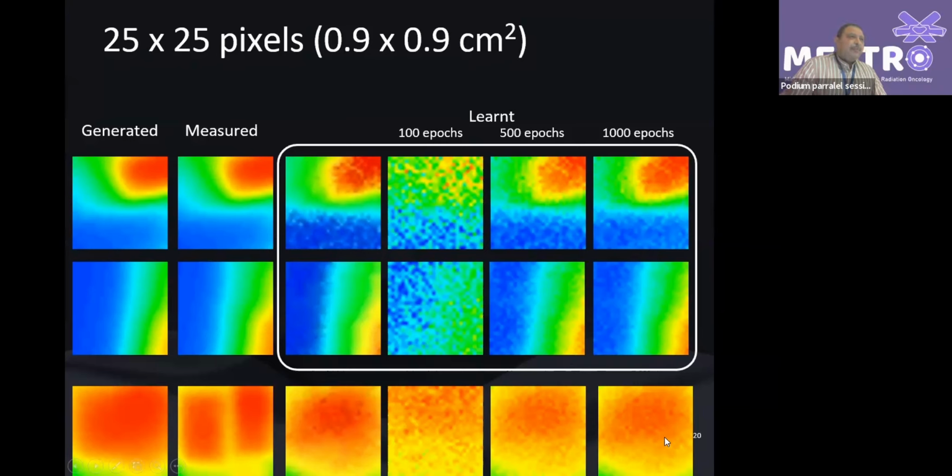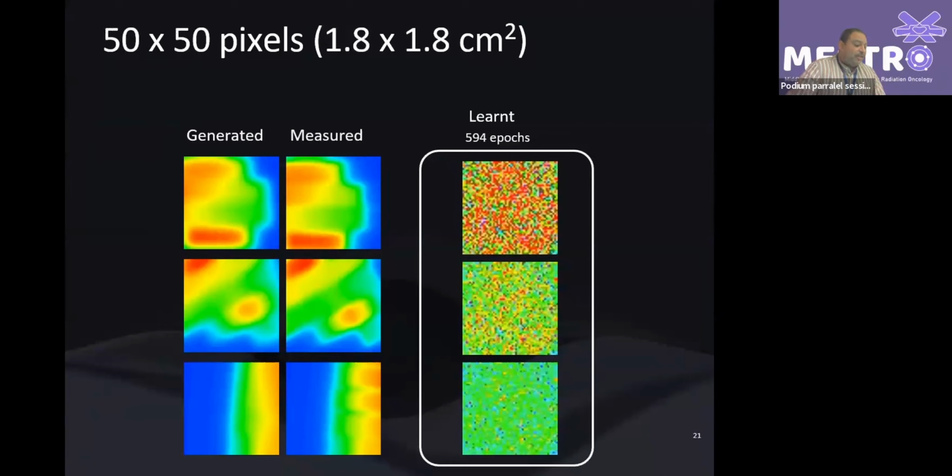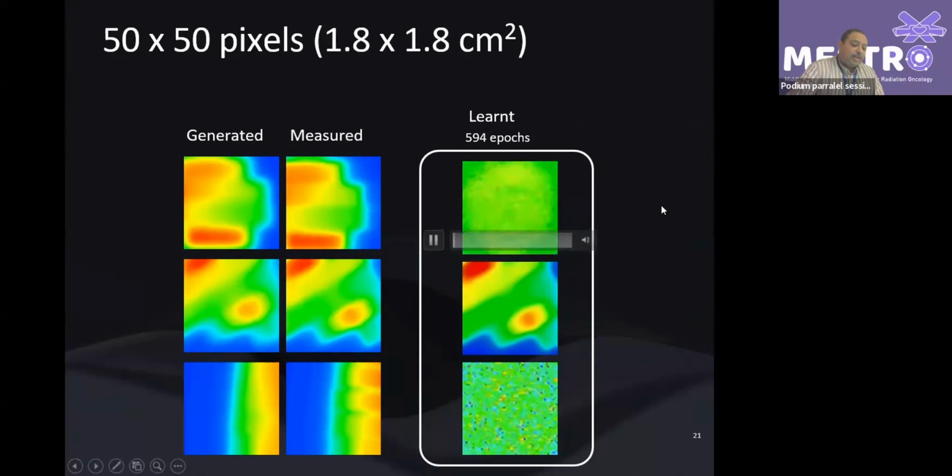Here is an example where our pigeon did not really do well. We could not see, for example, this gap between the leaves there. How about, this is exciting, 25 by 25, let's increase. So this is 50 pixels. Let's look at the predicted image for 50 by 50. And this is the learned image after approximately 600 epochs.